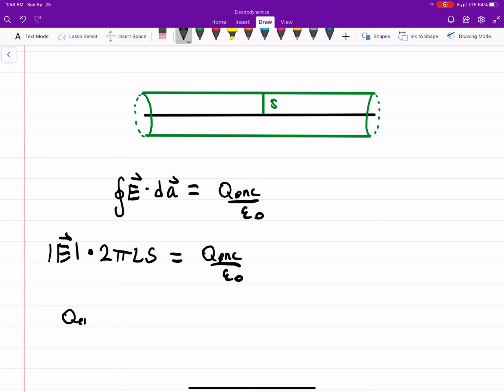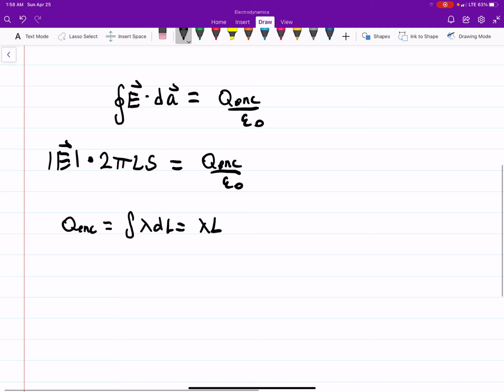And we can think of the enclosed charge as being the integral of lambda dL, or just lambda L. And lambda has units of charge, or we could think, I guess, of coulombs per, we'll just say meters, and L has units meters. So you end up getting units of charge, which is coulombs.